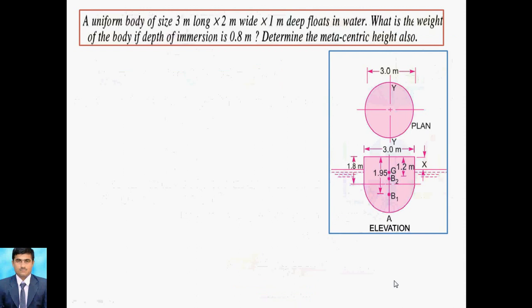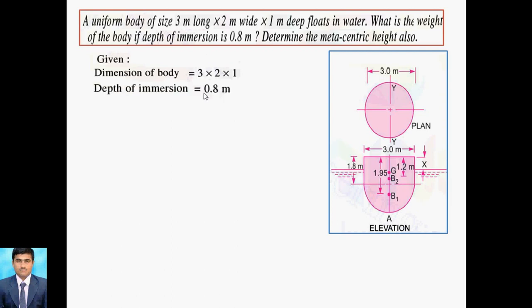Next we go to the next problem. Here a uniform body is 3 meter long, 2 meter wide, and 1 meter deep, and it floats in water. If the depth of impression is 0.8 meter, find out the weight and also determine the metacentric height. So the dimensions of the body are 3 into 2 into 1, because this is the volume. The depth of impression is already given to you, that is 0.8 meter. First of all, we calculate the weight of the body, then second we calculate the metacentric height. So these are the given terms.